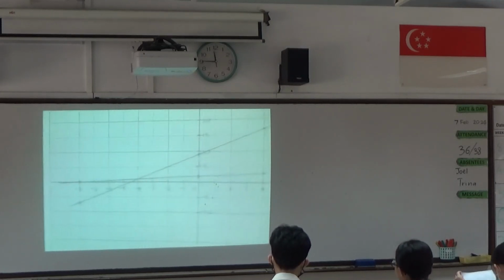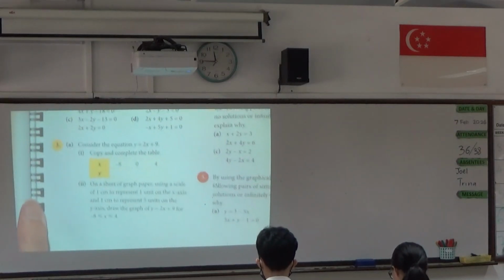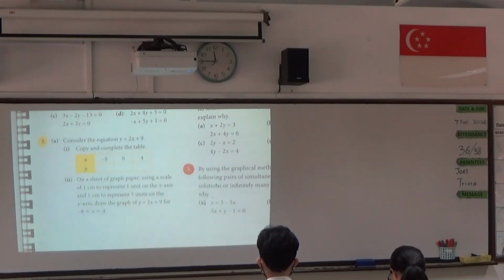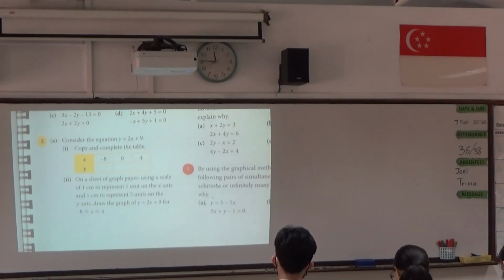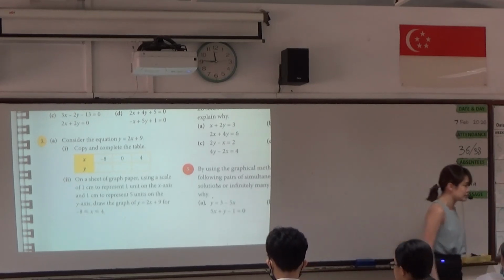Page 13 for the question. Alright? So this homework itself requires you to draw graphs in order to solve a pair of simultaneous equations.